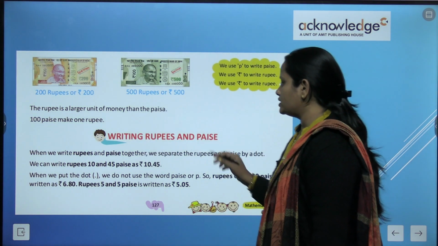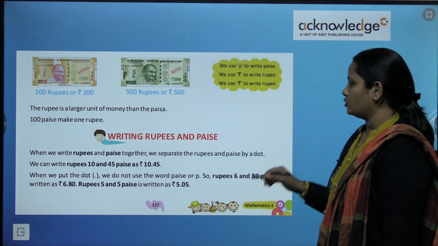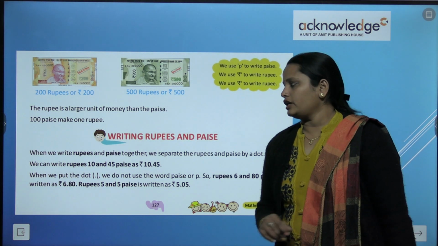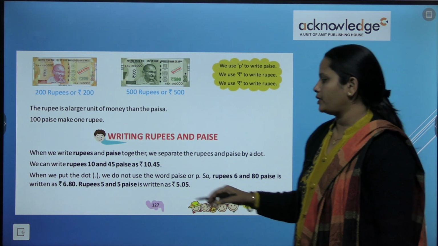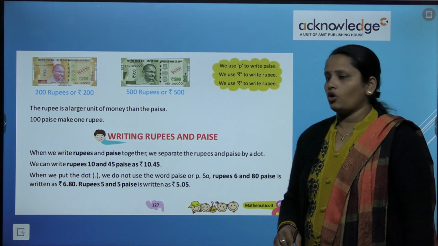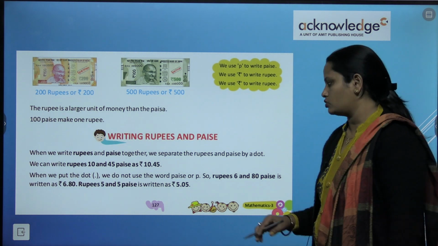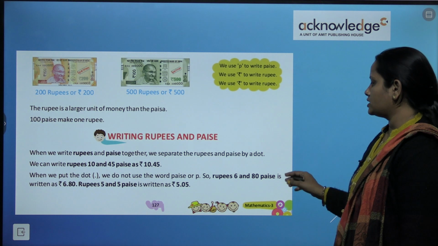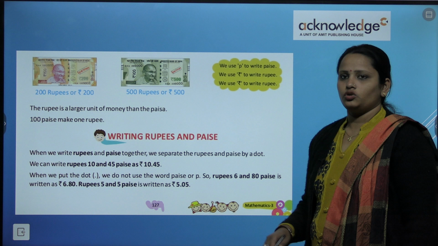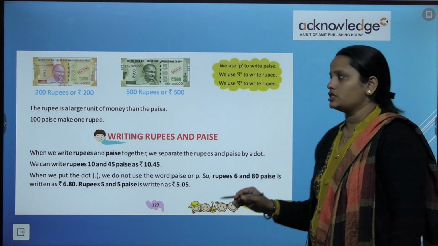Now writing rupees and paisa, कैसे लिखते हैं हम इन्हें? When we write rupees and paisa together, we separate the rupee and paisa by a dot. दोनों के बीच में हम एक डॉट लगा देते हैं. We can write rupees 10 and 45 paisa as 10.45. When we put a dot, we do not use the word paisa. जब हम डॉट लगाते हैं तो हम पैसा वर्ड नहीं यूज करते हैं. So rupees 6 and 80 paisa is written as rupees 6.80. Rupees 5 and 5 paisa is written as rupees 5.05.